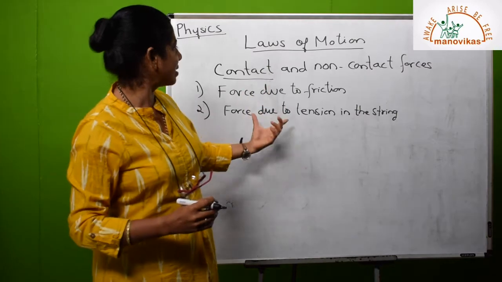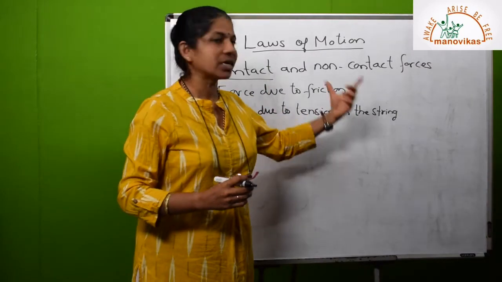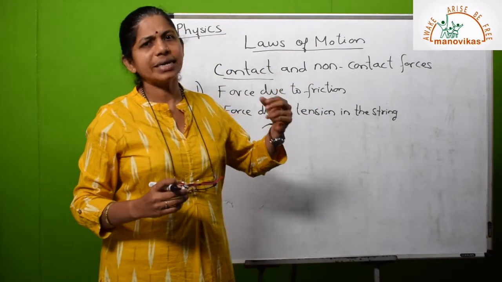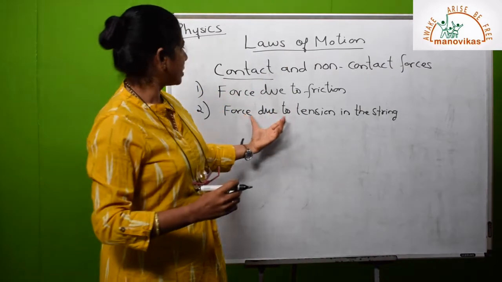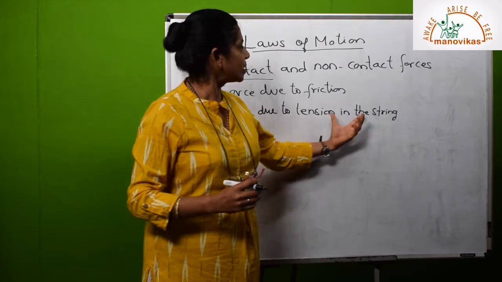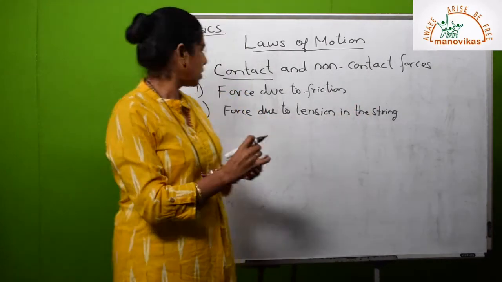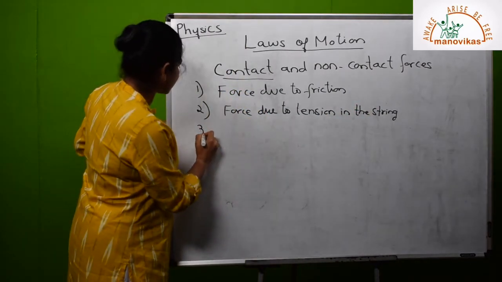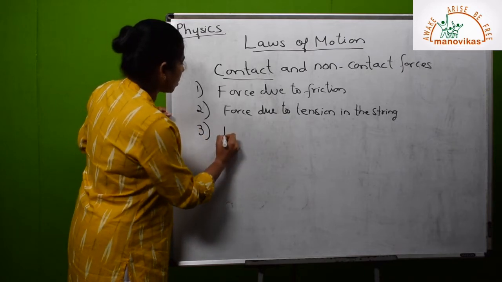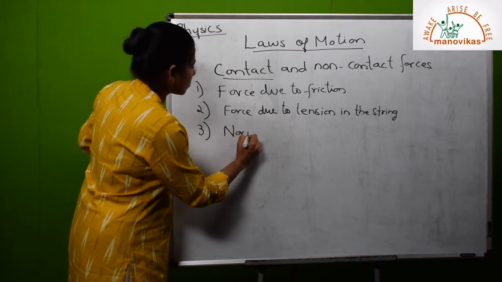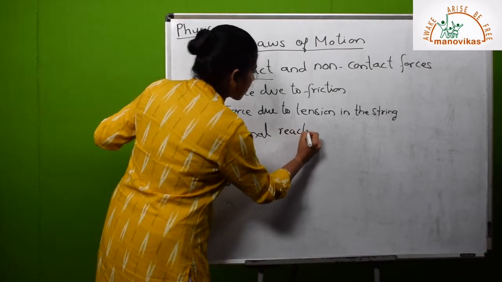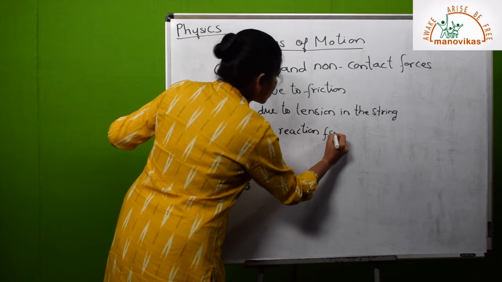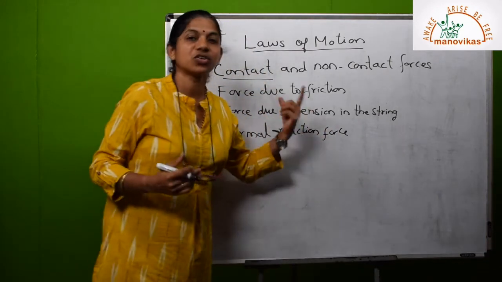So when both these forces balance, you find the object remains in its place. So this is another type of force: force due to tension. Again, both the bodies are in contact. The string is tied to the object. So that is force due to tension in the string. So the third type of force is normal reaction force. What is this normal reaction force?